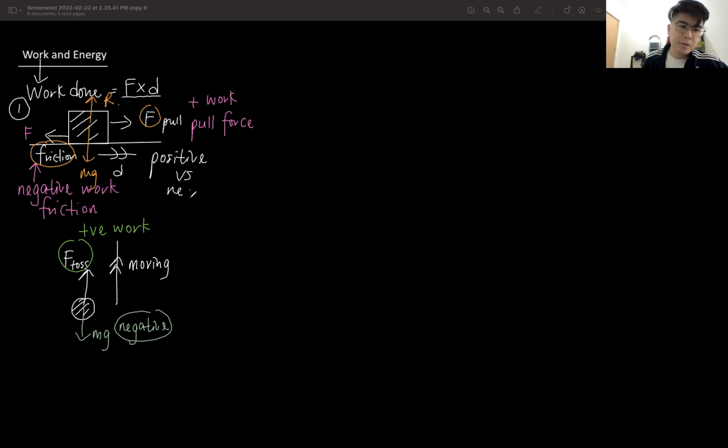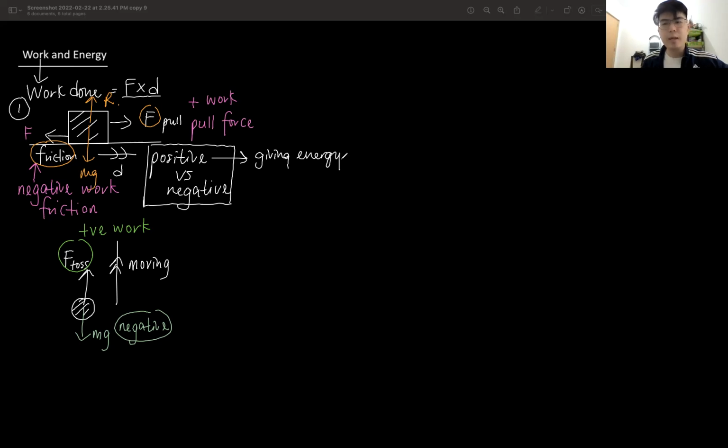Okay, first criteria is that you have positive versus negative. What does it mean by positive work? If I'm doing positive work, what does that mean? You can think of it like this. If I'm doing positive work, then I'm giving energy to the system. I'm giving energy to what? To the object. If I do negative work, that means I'm taking away the energy from the object.